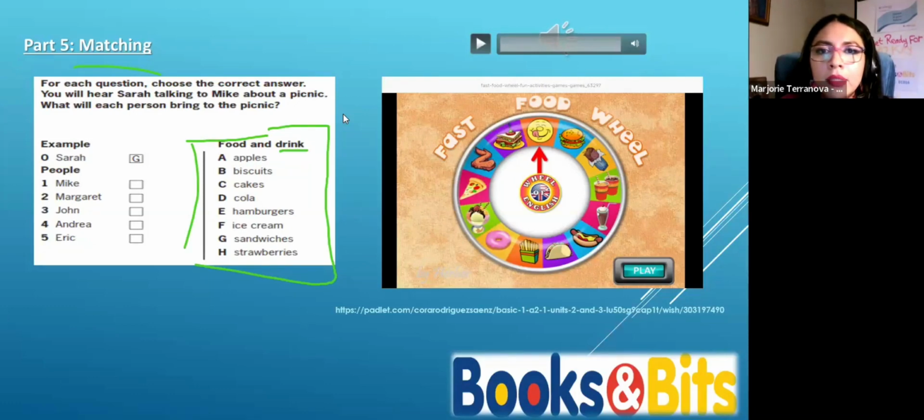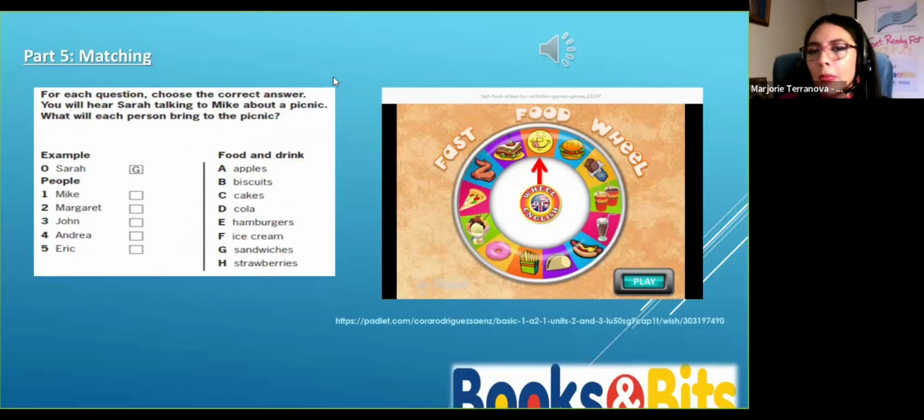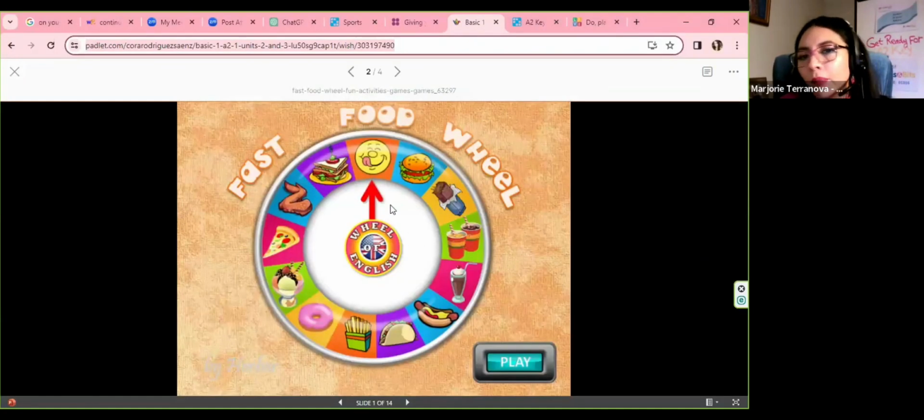Okay, my activity is this one here. I cannot click because I have annotating here. Okay, so here we go. Can you see the roulette? Like the wheel here? Yes.